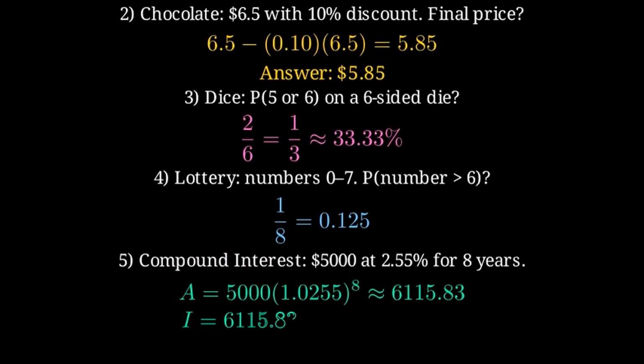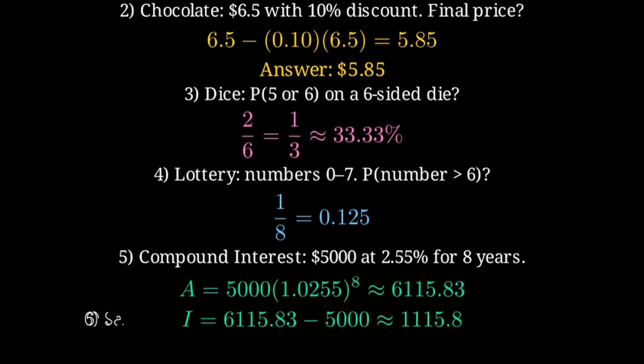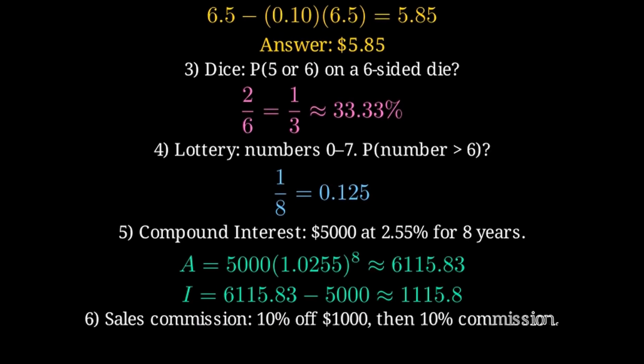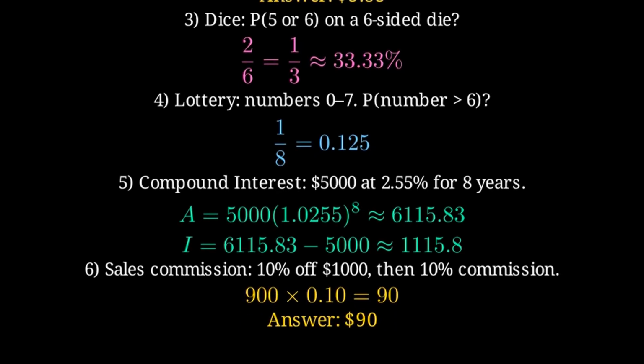Problem 5. Compound interest. $5,000 at 2.55% for 8 years, compounded annually. We use A equals P times (1 plus R) to the n. The interest earned is the final amount minus the principal, about $1,115.8.